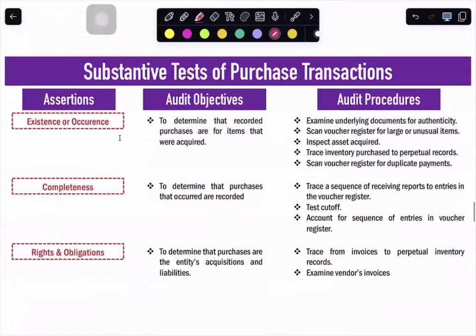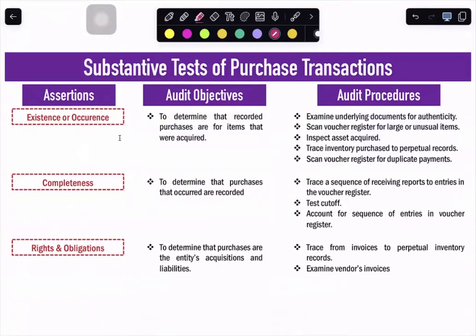Since we're finished with the TOC of purchases, we go now to the substantive test of purchases. So first assertion, existence or occurrence. The audit objective is to determine that recorded purchases are items that were acquired. So what are your audit procedures?